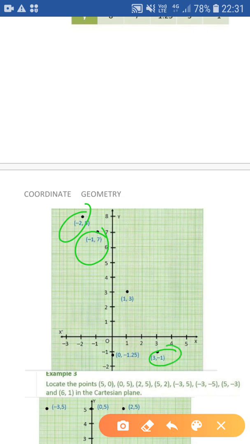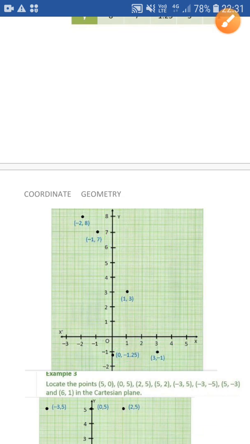and here (3, -1), and this particular point, that is (0, -1.25). Because the first coordinate is 0, it means you don't have to move either left or right. You just have to go straight down, because the second coordinate is negative, and you have to stay there, that is -1.25. So this particular point lies on the negative y-axis. This way we have plotted the points on the graph paper.